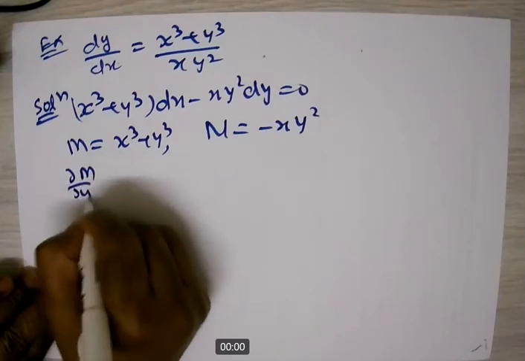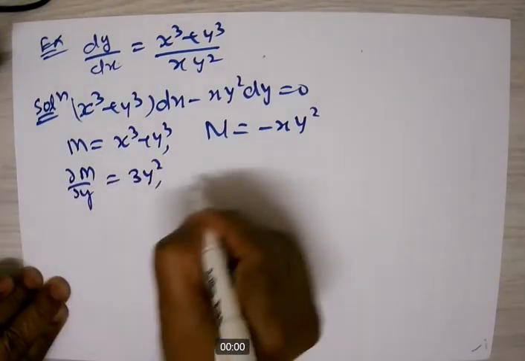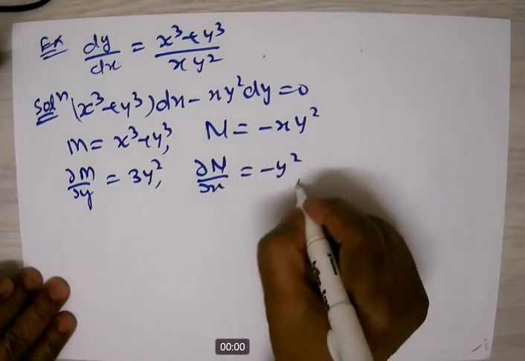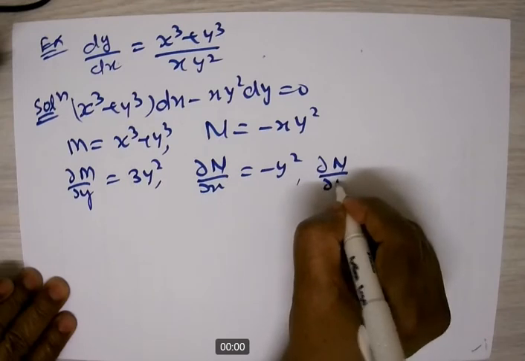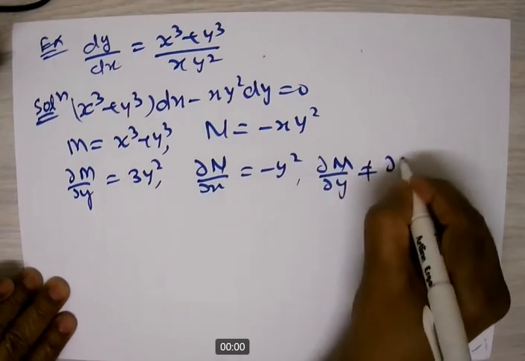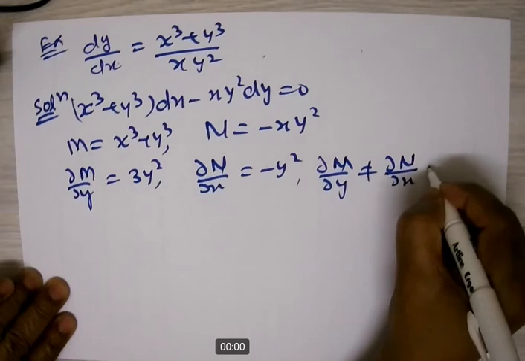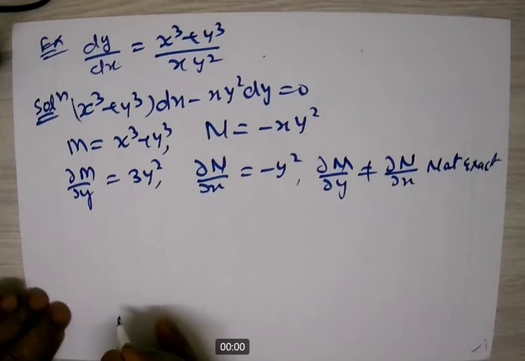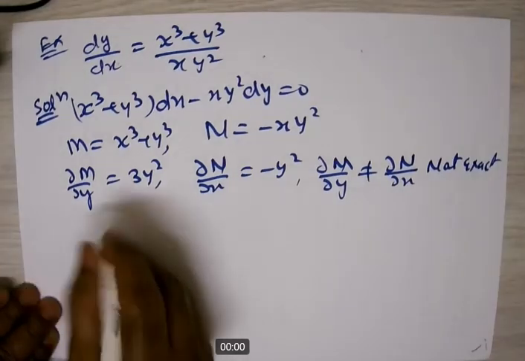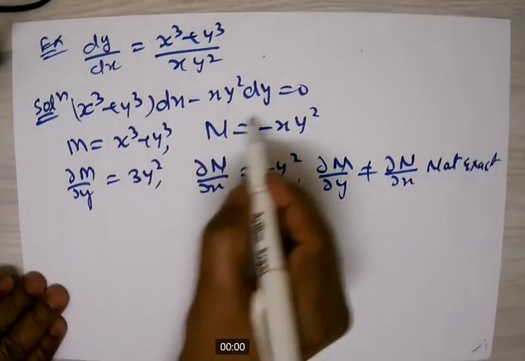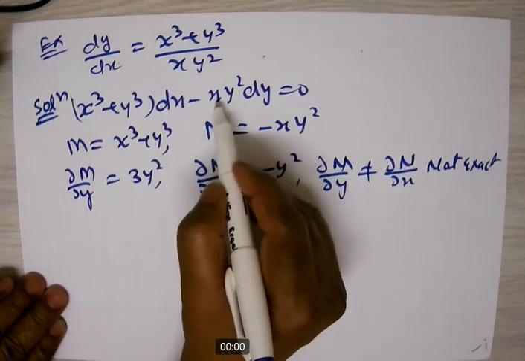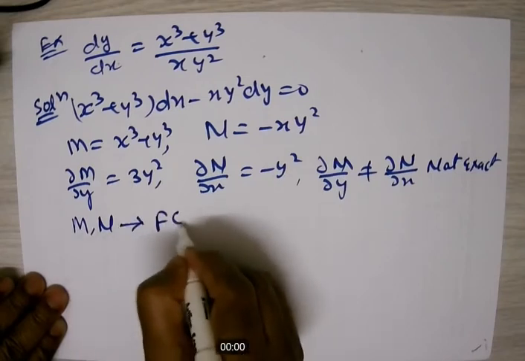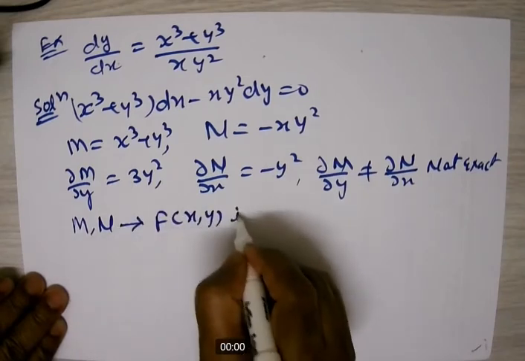Now find del M del y. Del M del y means 3y squared and del N del x means minus 2xy squared. So see that one, del M del y is not equal to del N del x, so the given differential equation is not exact. What you have to do is check whether M and N are homogeneous or not. Degree 3 here, degree 3 here, degree 3 here, so M and N, which are functions of x, y, are homogeneous.